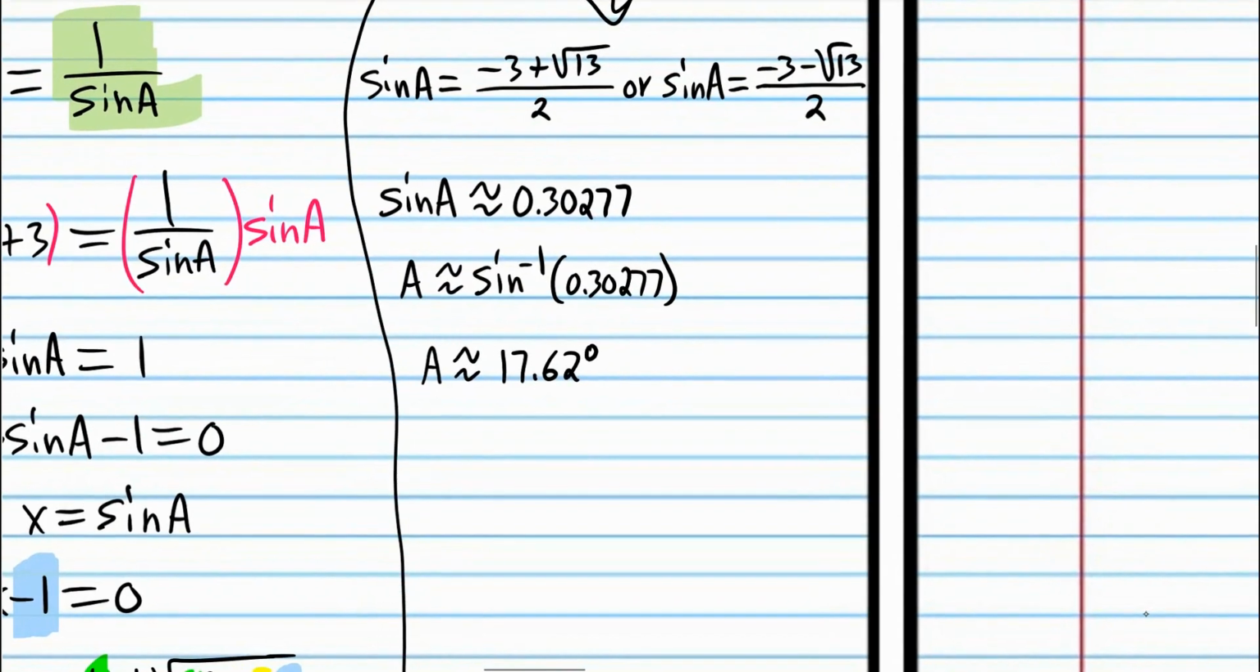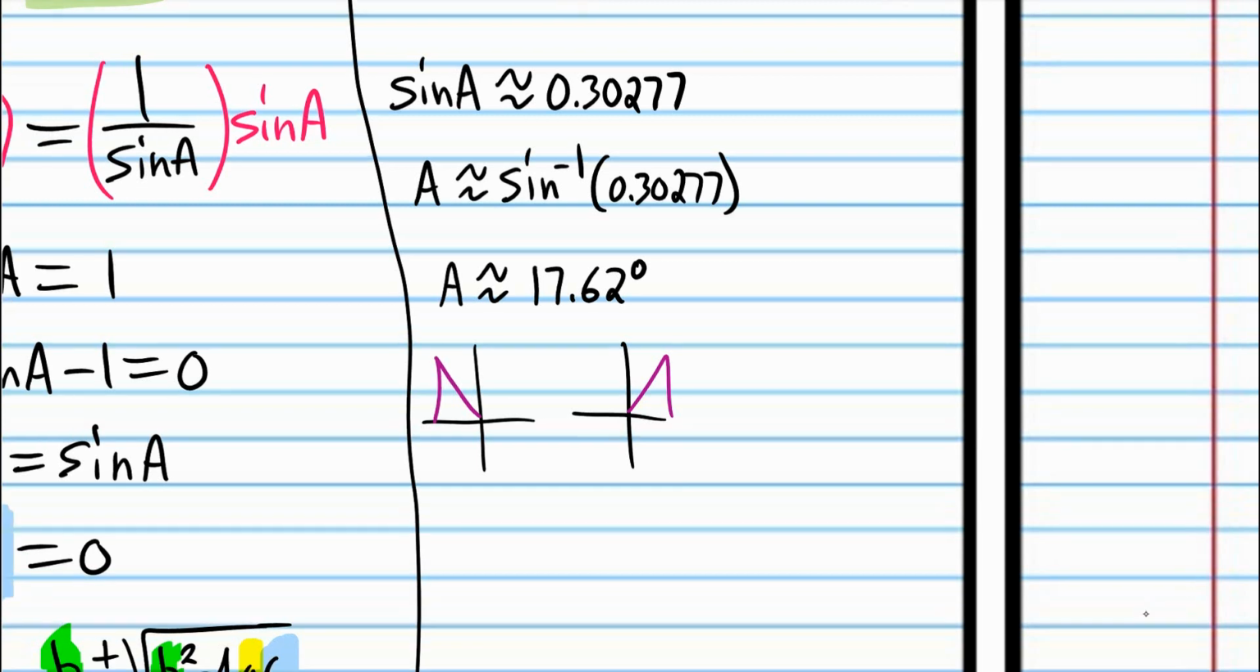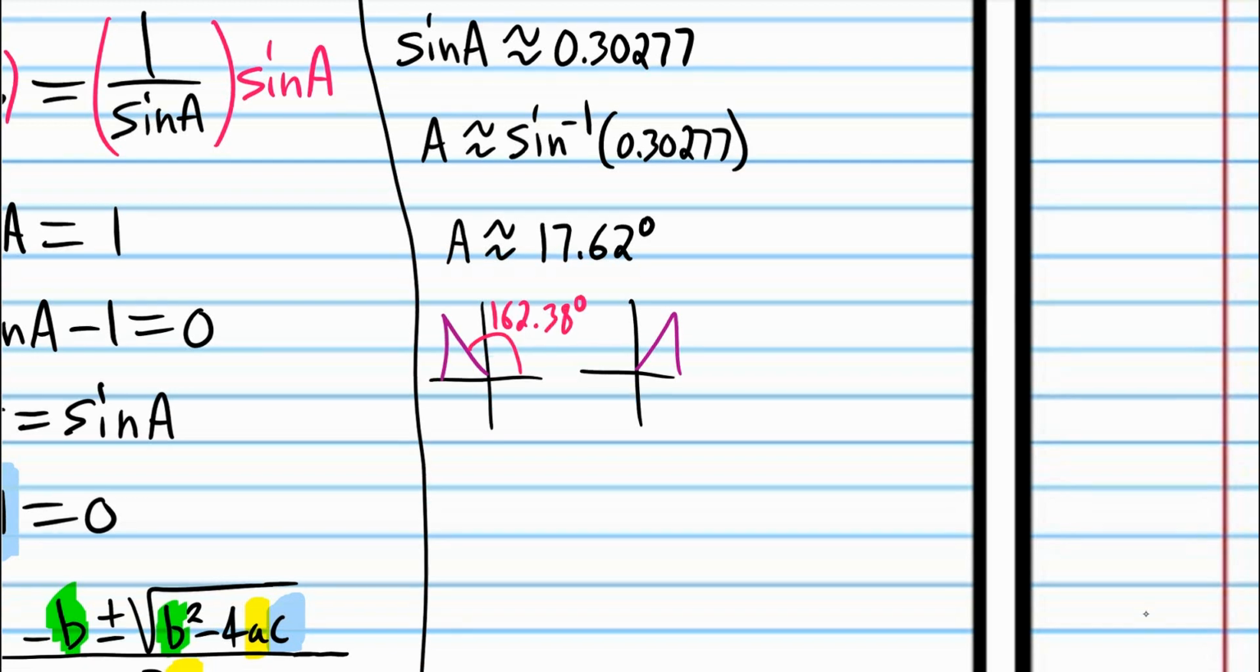Okay, so that is one solution, but we have another solution in the second quadrant. That's the first quadrant solution. The reference angle is 17.62, so I'm going to subtract that from 180 to get the other solution. And the other solution would be 162.338 degrees. I'll round off.